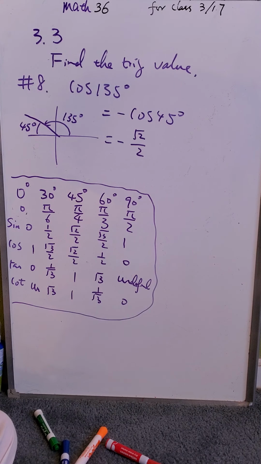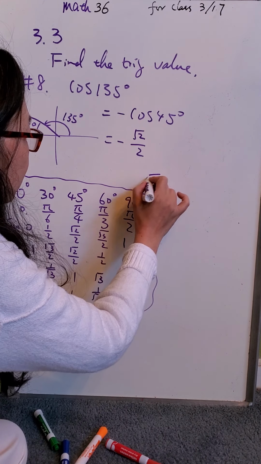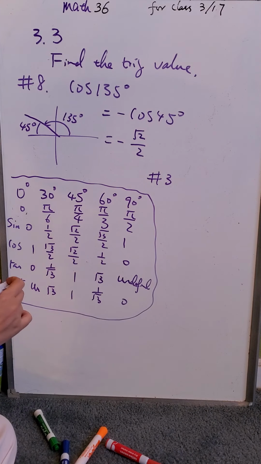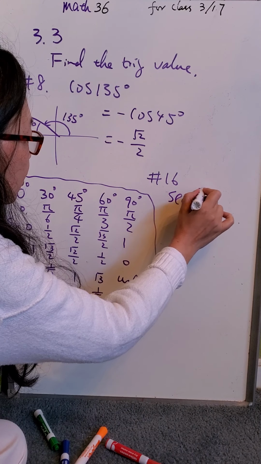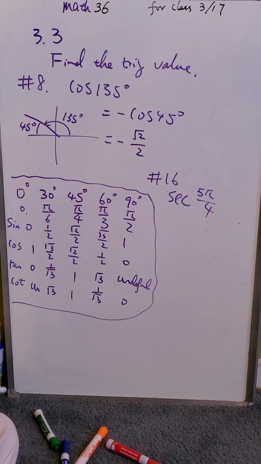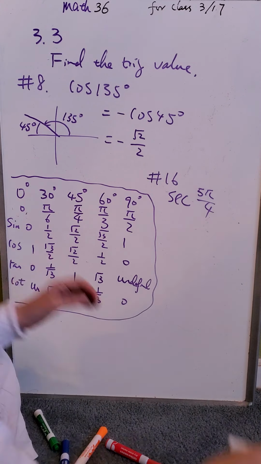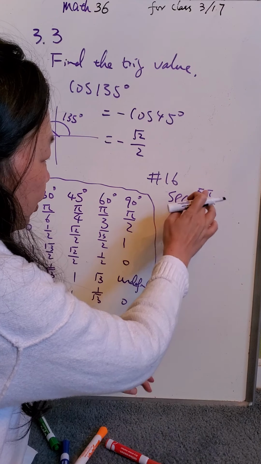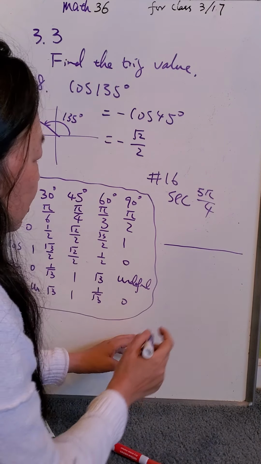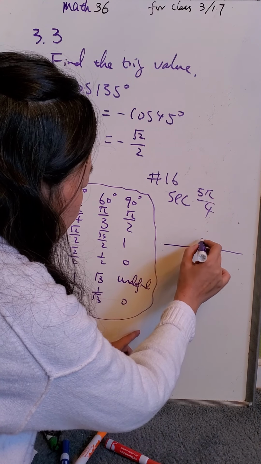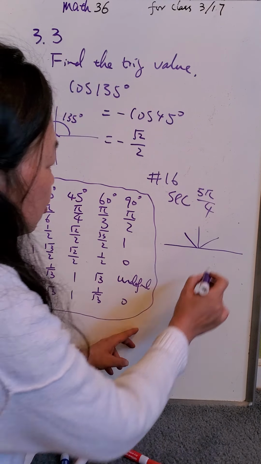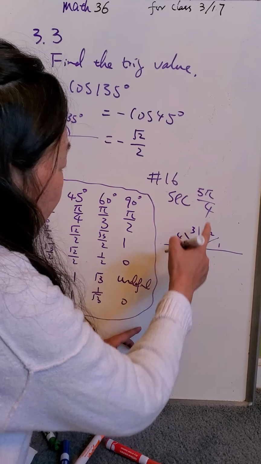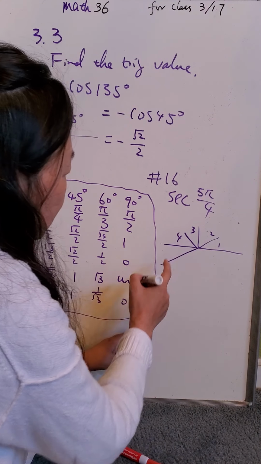Now let's try secant 5 pi over 4, which is number 16. This is just like how we did earlier in the previous session 3.2. When they give radians, we're going to use this way to do it. Divide this into 4 parts, 2 and then 4, so 1, 2, 3, 4. And they want 5 pi, so that means one more portion here, okay?